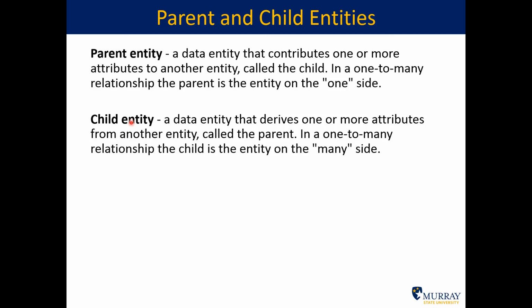Now, the rule is fairly simple. Child entity is always on the many side. So once again, child entity is always on the many side. So let's think about the following scenario. Let's say we have two entities. One entity is called dorm, and then we have another entity called student.